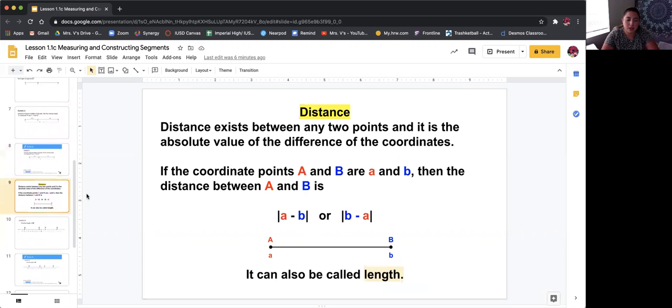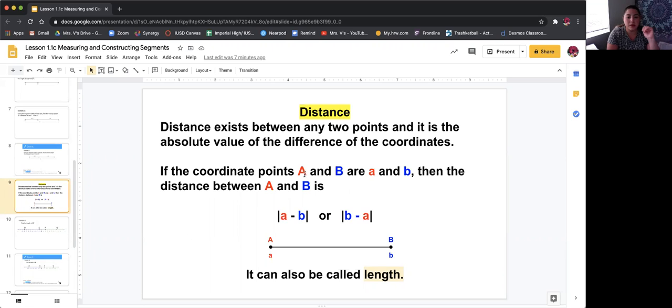The next thing that I wanted to address is the distance. So distance exists between any 2 points, and it's the absolute value of the difference of coordinates. So our next step here is to find the distance between 2 points, given that there's a line that exists between them, right? And we're going to put them on coordinates now. We're going to stay with 1 dimension, which is the number line for this lesson. So we're going to practice with that.